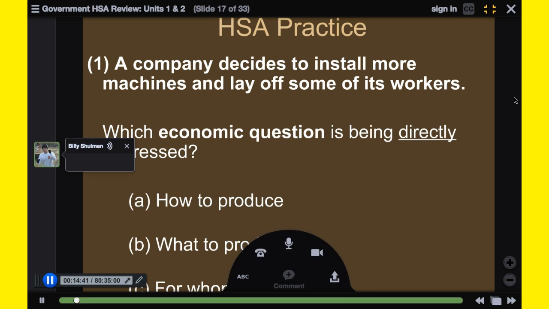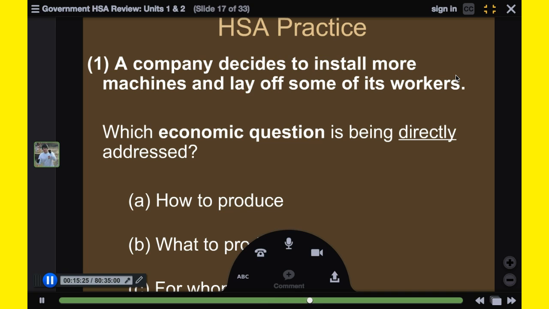What I did here is I included an HSA practice question that comes up sometimes on unit tests or old HSA exams. The question reads, a company decides to install more machines and lay off some of its workers. Now, some of you might be wondering, what the heck is a layoff? A layoff is a fancy way of saying firing. So a company here is deciding to use more machines, fire some of its workers. The question gets to, which economic question is being directly addressed? Is it A, how to produce, B, what to produce, C, for whom to produce?